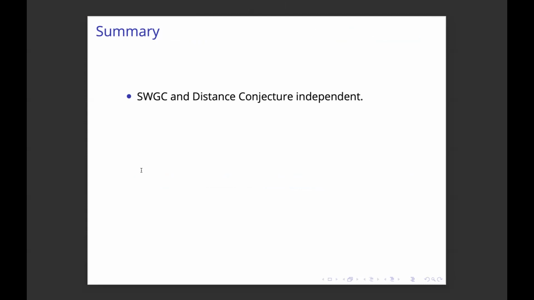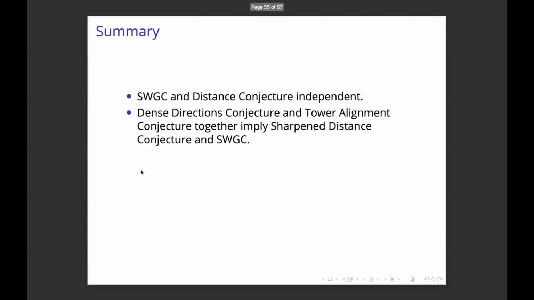But they are independent for moduli spaces that are not flat and when scalar charge-to-mass ratio vectors slide around. To reconnect these two conjectures, the scalar weak gravity conjecture and distance conjecture, I've proposed the dense directions conjecture and tower alignment conjecture. Together, these conjectures imply the sharpened distance conjecture and scalar weak gravity conjecture.